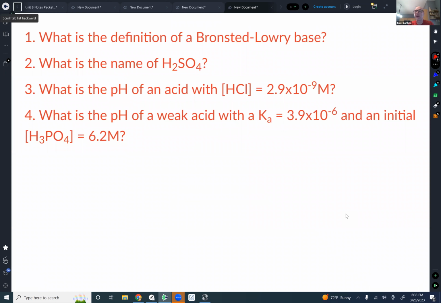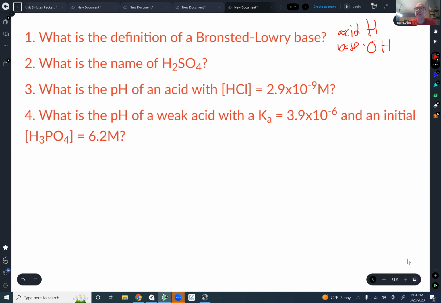Defining Bronsted-Lowry base, what you need to know is that there are 2 different ways in which we define acids and bases. The Arrhenius method dealt with acids being identified by H and bases being identified with OH. Now, the Bronsted-Lowry, though, fixed some of the little issues that were out there. The acids still are identified by H, but what they say now is that it donates an H, whereas the base will now accept the hydrogen ion.